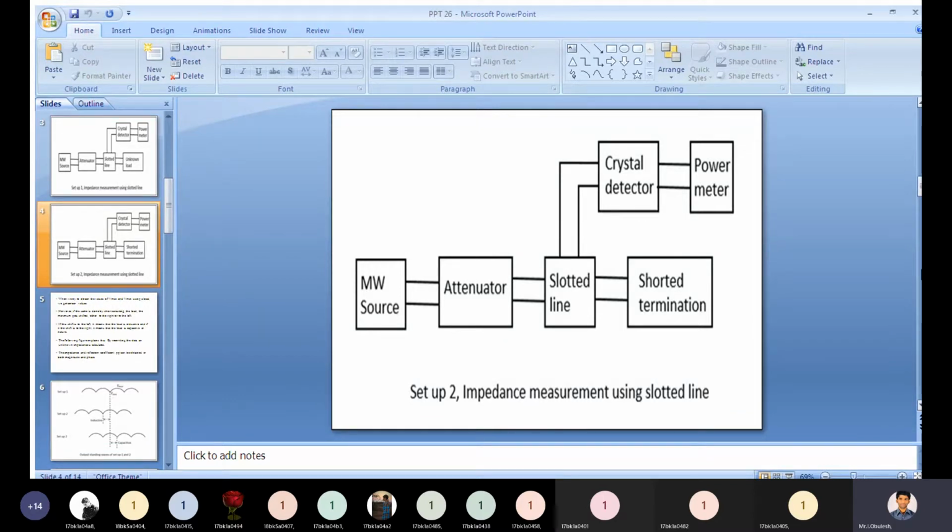If the shift is to the left, it means that the load is inductive. And if the shift is to the right, it means that the load is capacitive in nature. You need to remember this.